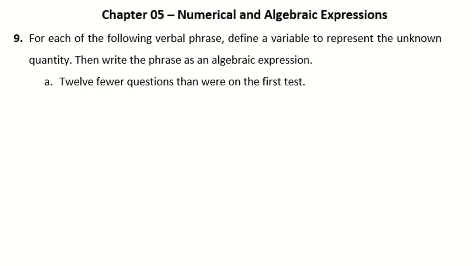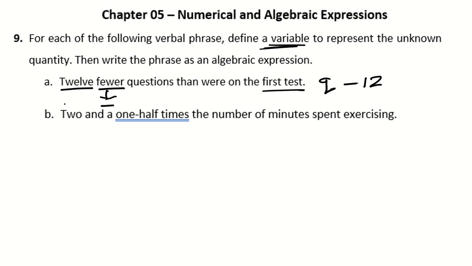Okay. Now next is, for each of the following verbal phrases, define a variable to represent the unknown quantity, then write the phrase as an algebraic expression. I think these types of questions will be very easy for you if you read the question carefully. Define a variable, so we have to choose the variable ourselves. They are not writing the variable in the question. So, 12 fewer questions than were on the first test. What sign do we use for fewer? Minus. For questions we are taking variable q. 12 fewer, that is q minus 12. This will be the algebraic expression. Students, you can take any variable here because the variable is not given to us. I have taken q, you can take any letter.